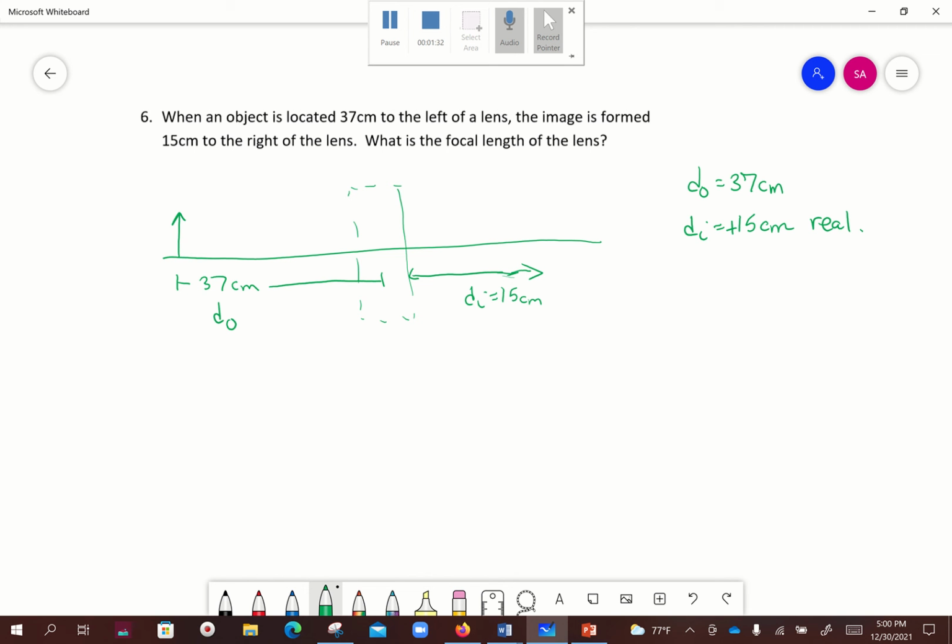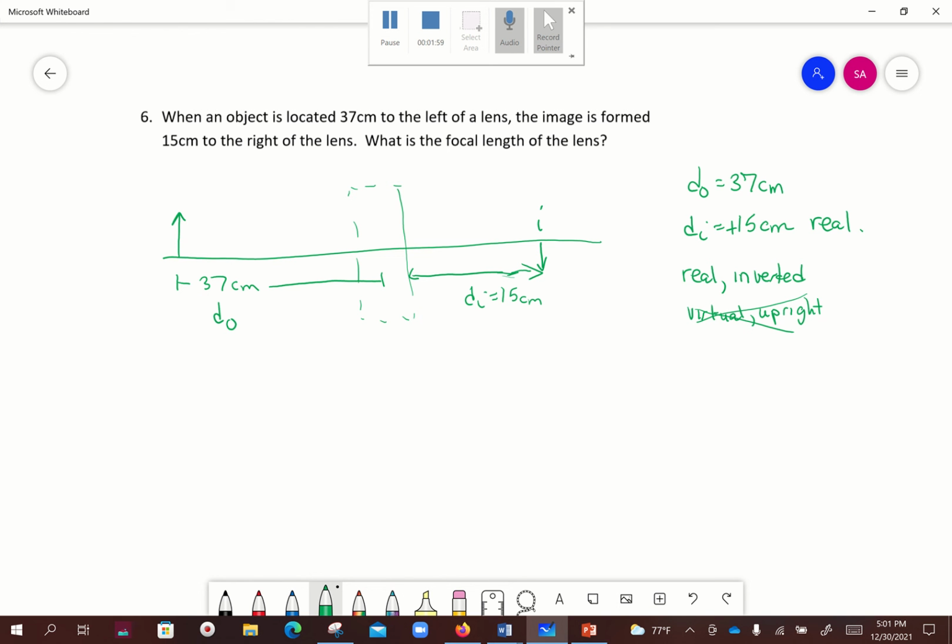Okay. If I were to draw my arrow, how would I draw it? Would I draw it upside right or upside down? Well, we know from practice that a real image, if I have a single lens or a single mirror, a real image is always inverted, and a virtual image is always upright. So since my image is real, I need to draw my image arrow as being upside down.